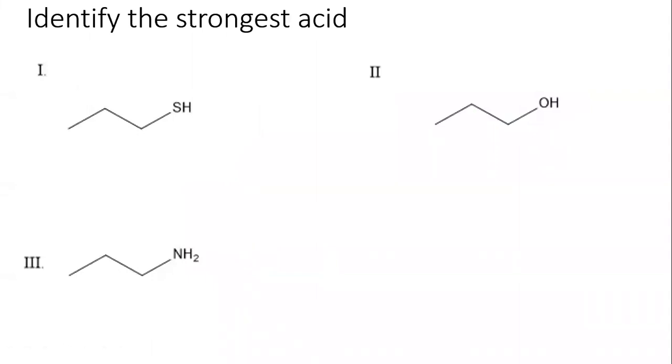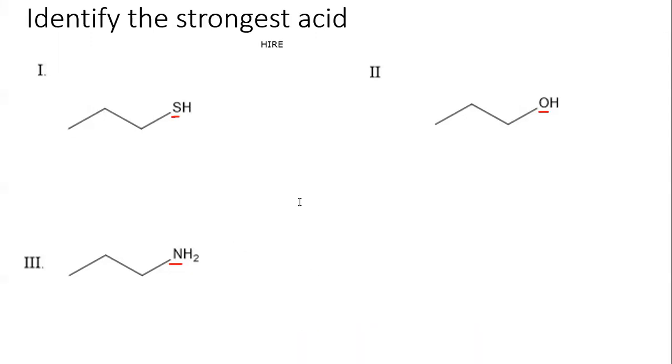So in this example, we have 3 different acids. Again, we're going to use the HIRE principle, but backwards, H-I-R-E. So we want to first look at the element attached to the acidic proton. So we have S-O-N. So they all have different elements attached to the acidic proton.